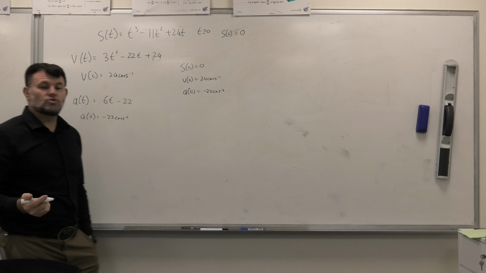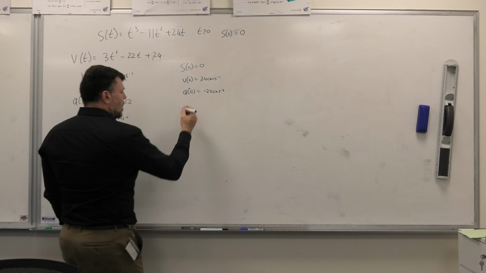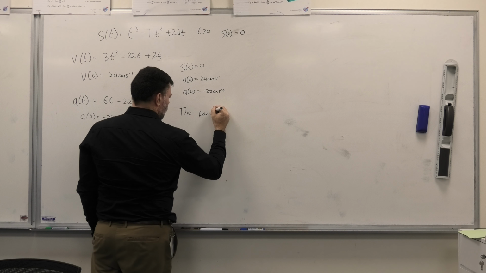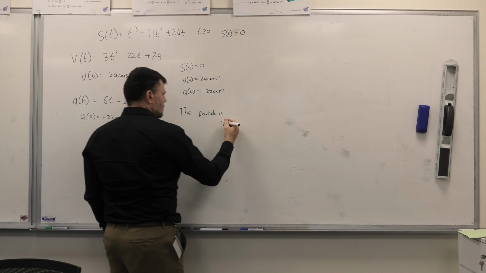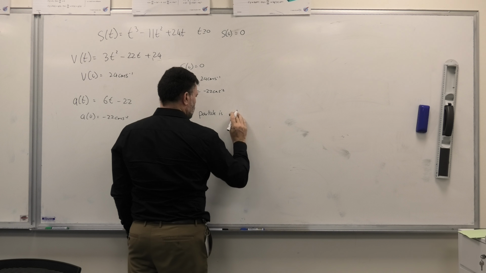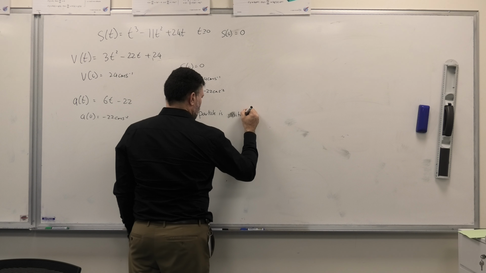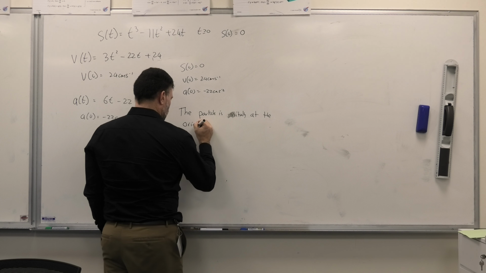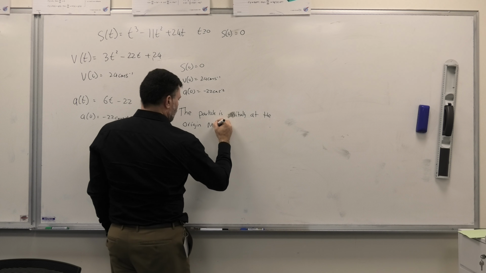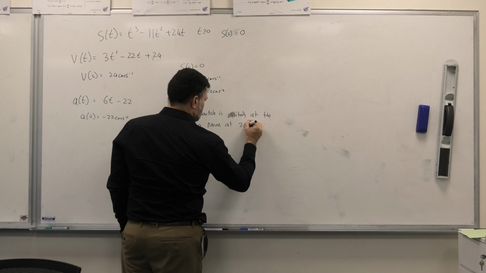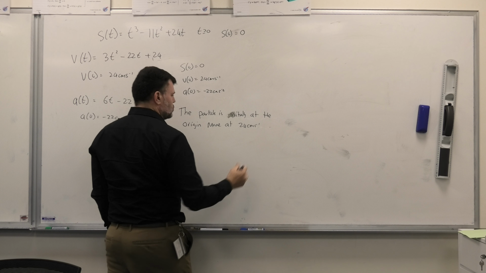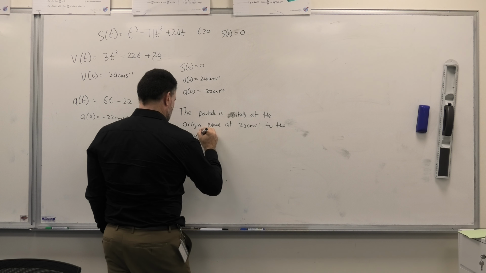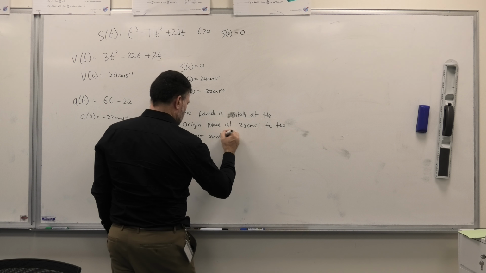So it's asking me to describe this. If I was going to describe this, I would say that the particle is initially at the origin, moving at 24 centimeters per second to the right, and decreasing in speed.